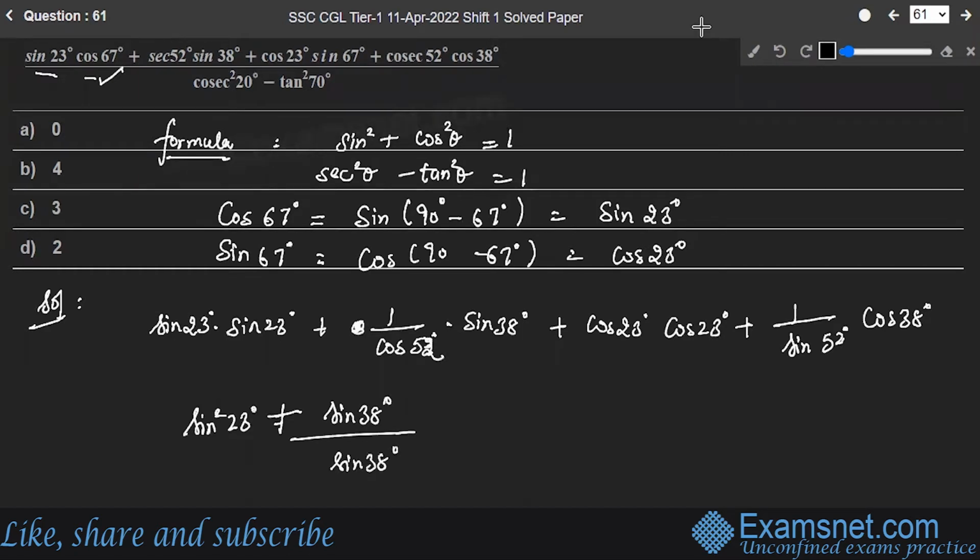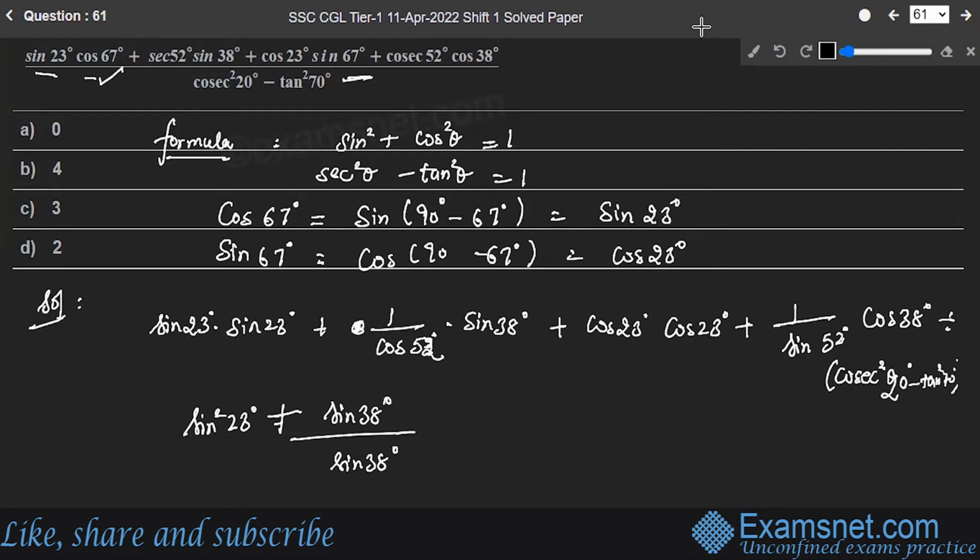I will write it as such. Sorry, I just forgot to write down this denominator part. So I will write down the denominator part in this section. Okay. I will say the whole divided by cosecant square theta, where theta is 20 degrees over here. So cosecant square 20 degrees minus tan square 70 degrees.